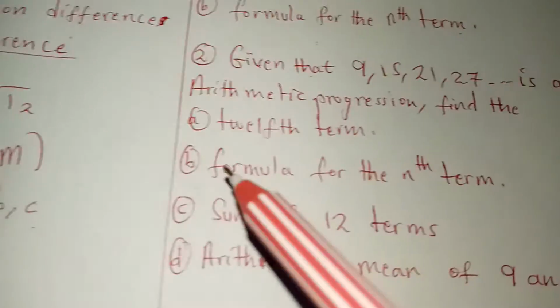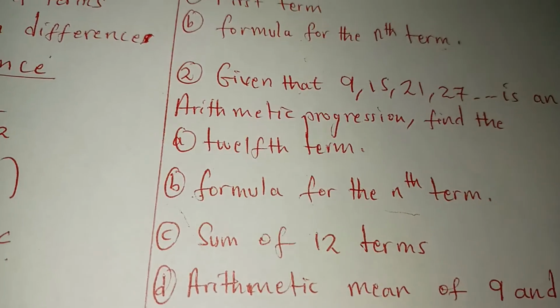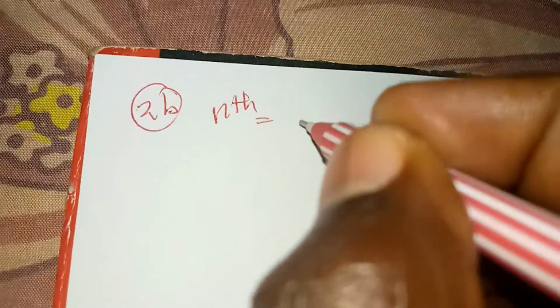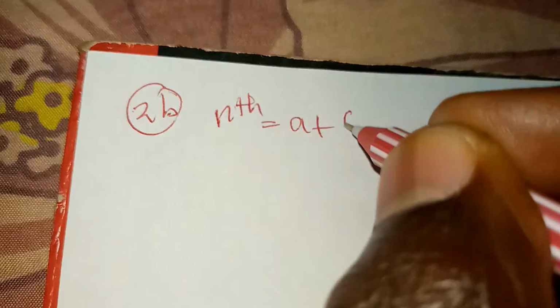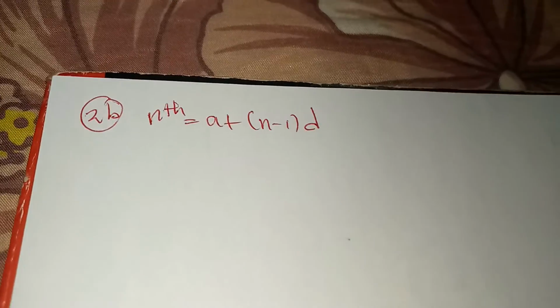Then going to the next question, which is B, formula for the nth term. This is 2b. Nth term is equal to first term plus n minus 1 multiplied by d. The formula that you use to find the nth term is just the same as the one we use when finding the number of terms.